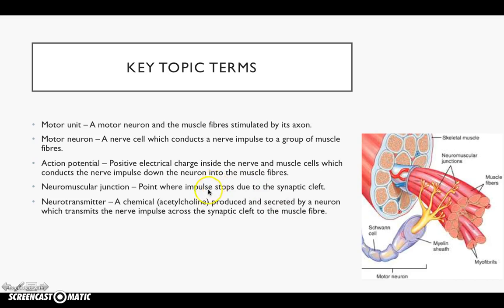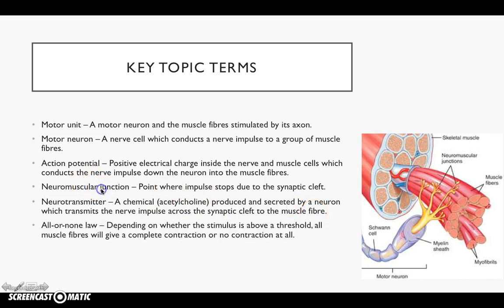So, as you can see here, neuromuscular junction, this is the point when the impulse stops, a bit like a junction in a car, okay? You have to stop at a junction. There's a synaptic cleft, acetylcholine is produced, and this allows a nerve impulse to cross that synaptic cleft to the muscle fibers at the neuromuscular junction.